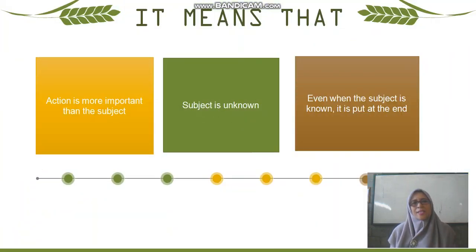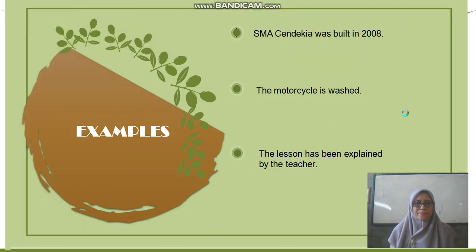It means the action is more important than the subject, and the subject is a noun. It means the doer is not known, and even if the subject is known, it is put at the end. So when the doer is already known, it will be at the end of the sentence.